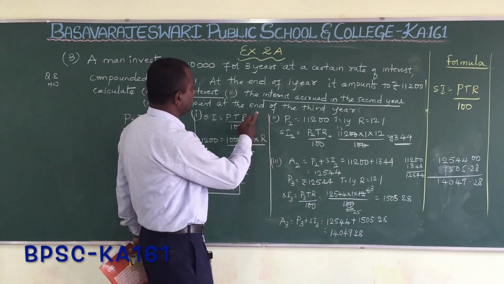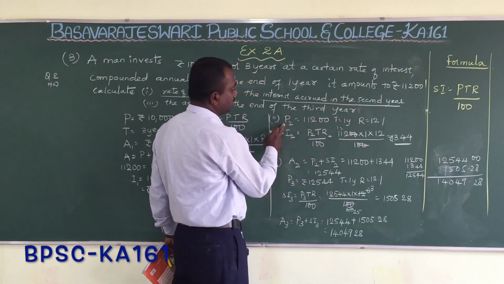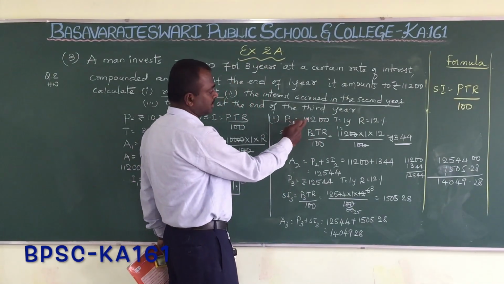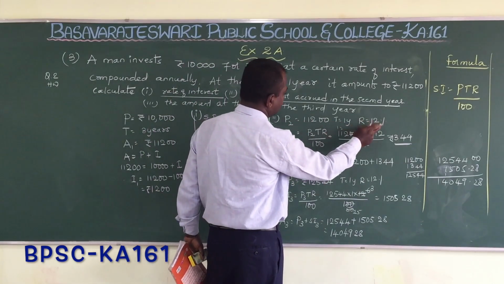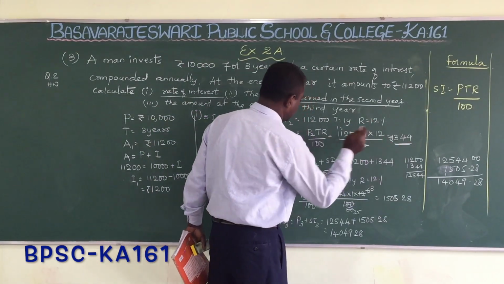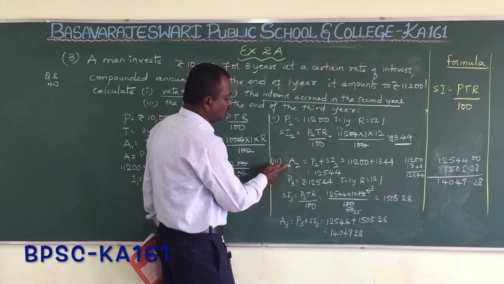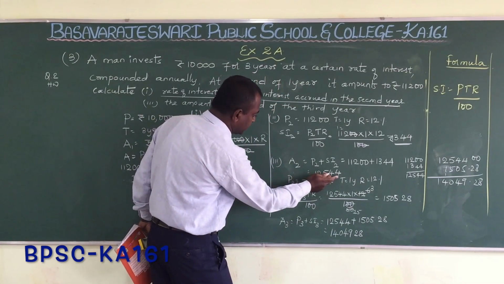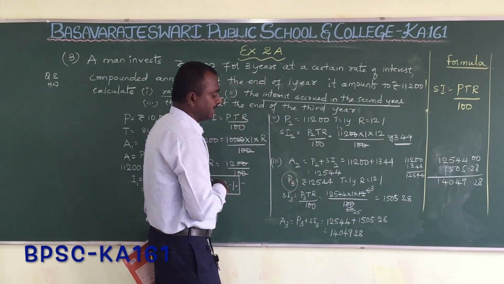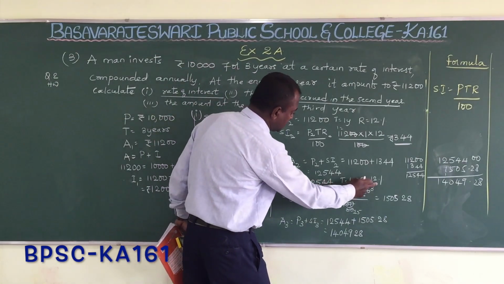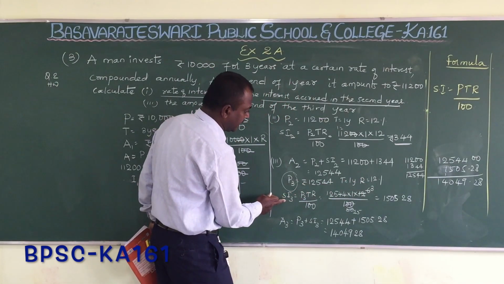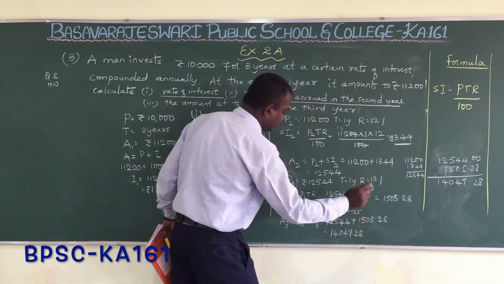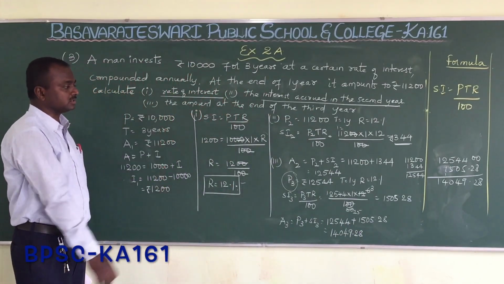Second, to find the interest accrued in the second year, P2 is equal to 11,200, because the amount at the end of the first year becomes the principal for the second year. Time is 1 year, rate this much. SI2 I got is 1,344. Therefore the amount at the end of the second year is this much. Then that amount becomes the principal for the third year. Find the interest for the third year. I got this much interest, and the amount at the end of the third year is this much. So this is the answer for all 3 questions. So note this down.